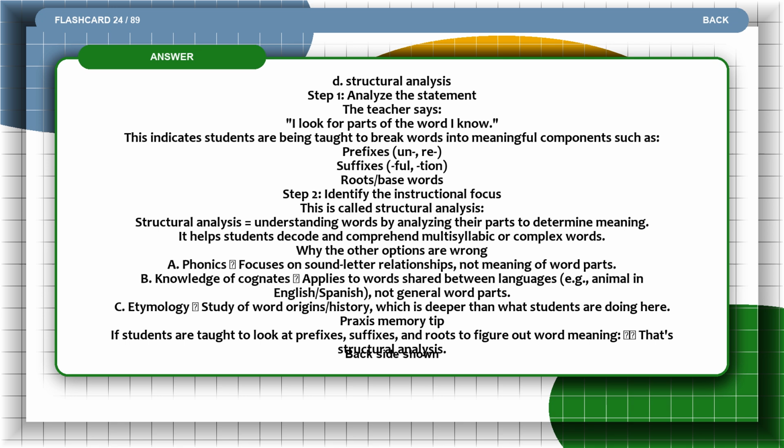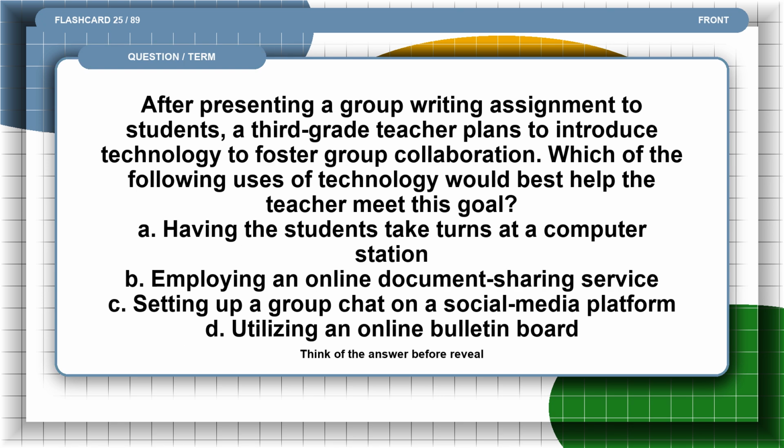B. Knowledge of cognates applies to words shared between languages, for example animal in English and Spanish, not general word parts. C. Etymology is the study of word origins and history, which is deeper than what students are doing here. Praxis memory tip. If students are taught to look at prefixes, suffixes, and roots to figure out word meaning, that's structural analysis.